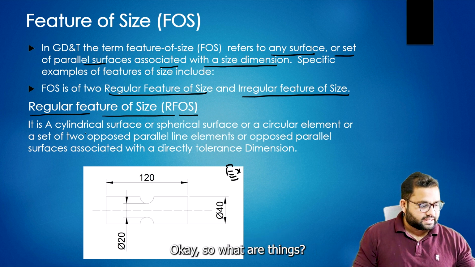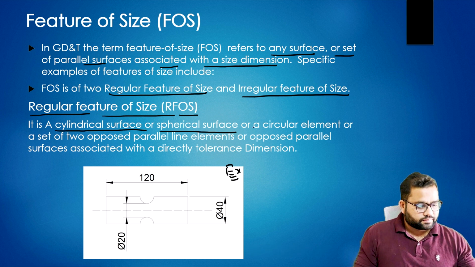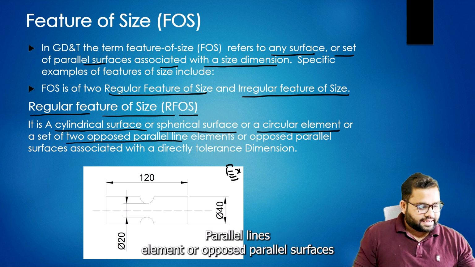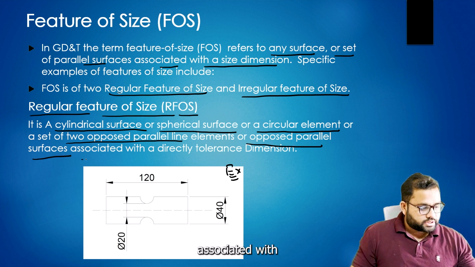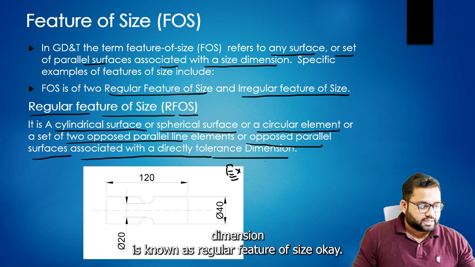So what are the things? Cylindrical surface, spherical surface, or a circular element, or a set of two opposed parallel lines or opposed parallel surfaces, associated directly with a toleranced dimension. Associated directly with a toleranced dimension is known as regular feature of size.